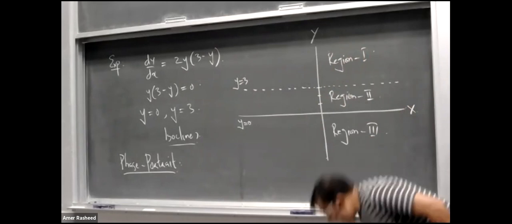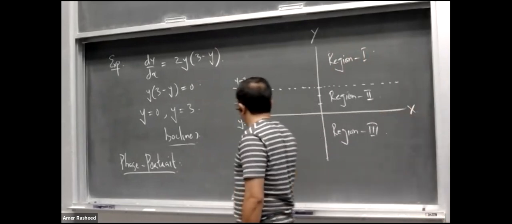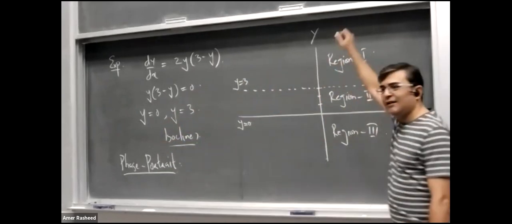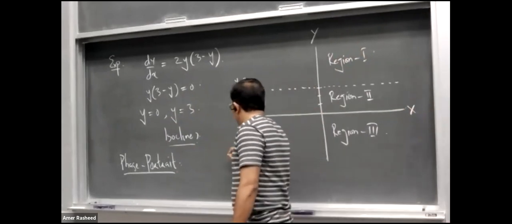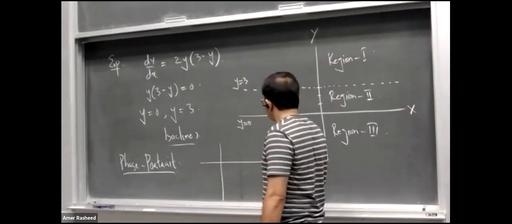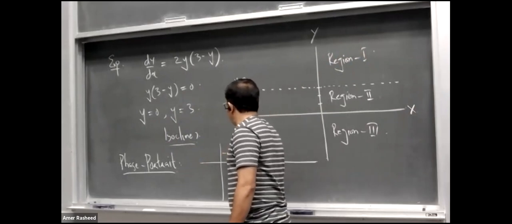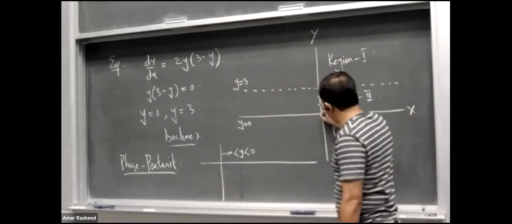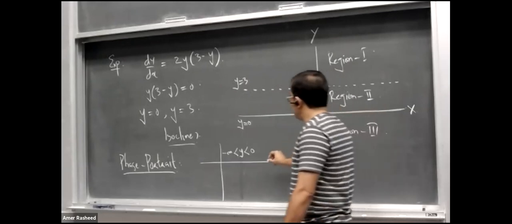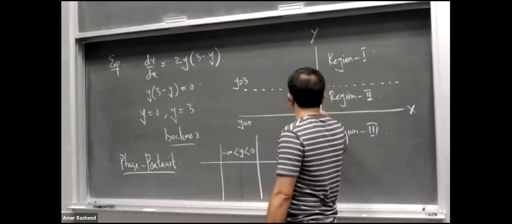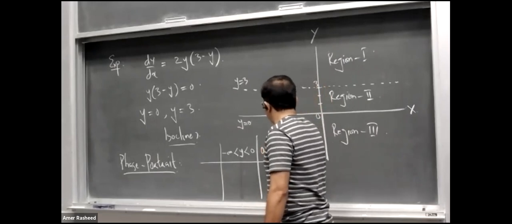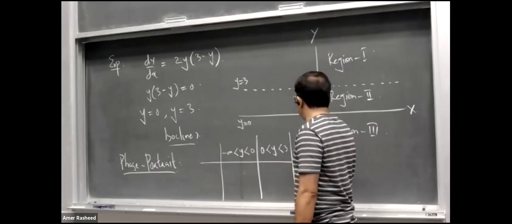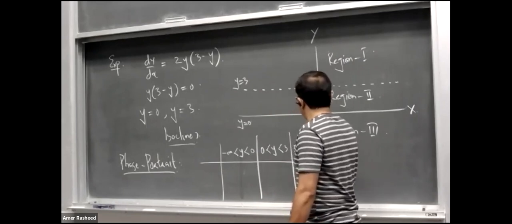So how can we compute the behavior? These are the isoclines. Now we divide the y-axis into 3 regions. For example, the first region is what? It is from negative infinity to 0. This is your first region, sorry, third region. The second region is between 0 and 3, because this is 0 and this is 3. So the second region is between 0 and 3. And the third region is y greater than 3. Okay, or you can say y is greater than 3, less than infinity.